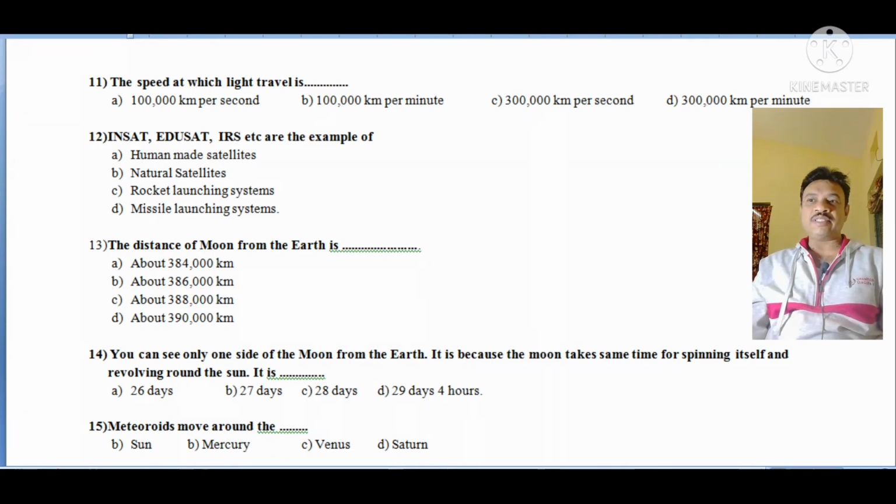So meteoroids move around the sun. Meteoroids are celestial objects which are like stone or contain certain minerals, and they are moving around the sun. So around the sun, Mercury, Venus, or Saturn is given. Options B, C and D are incorrect, and sun is the correct option.